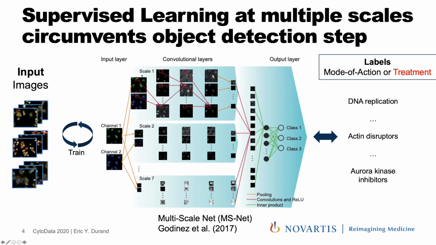And on each of these scales it applies convolutional layers independently from each other before concatenating the embeddings obtained from each of the scales into a single embedding, and then applying a traditional classification output layer. The method is called MSNet for a multi-scale neural network. And typically you can predict mode of action if you want to focus on the annotated subset of the BBBC021.